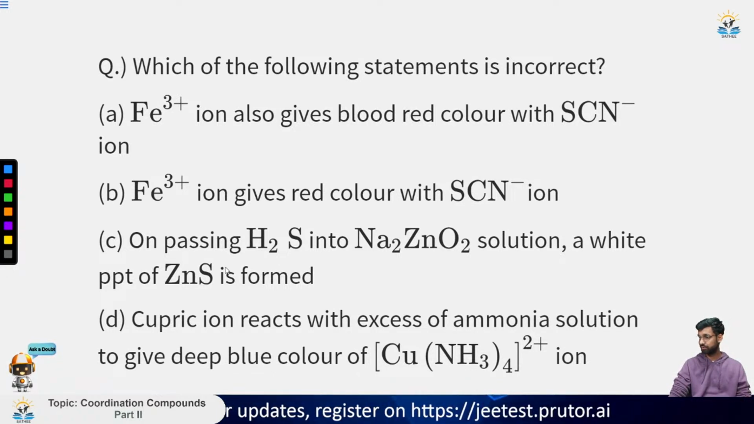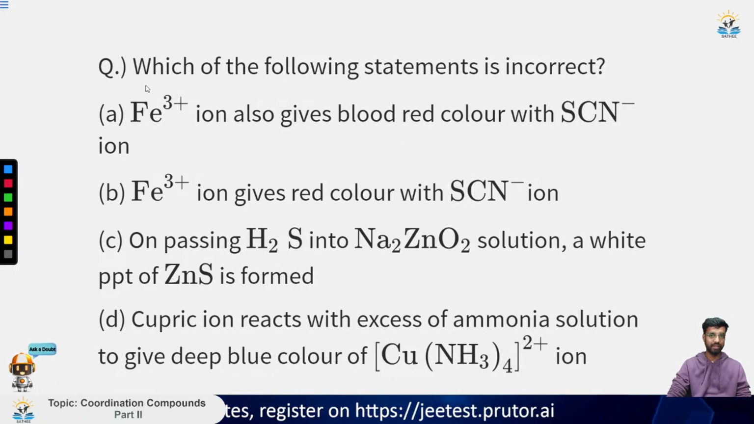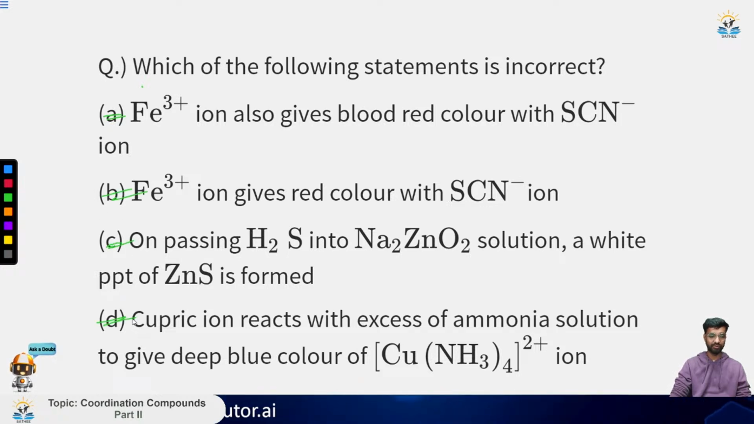Now let us move to the next question. What does this question say? Which of the following statements is incorrect? Fe3+ iron also gives blood red. You can solve it by yourself. It is just a theoretical question, so I'm not giving any hint to it.